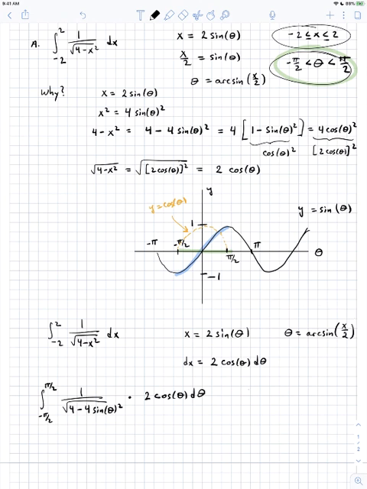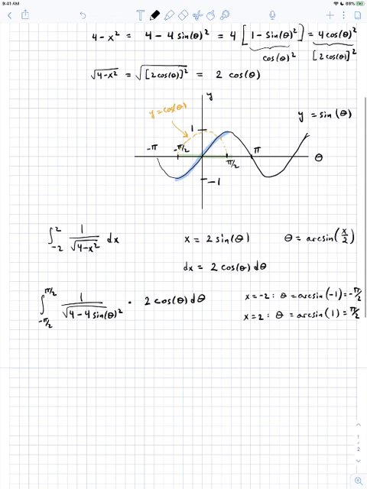So if you start at x equals negative 2, then theta is arcsine of negative 2 over 2, which is negative 1, and that's minus pi over 2. If x is equal to positive 2, then theta is equal to arcsine of positive 2 over 2, which is positive 1, and that's pi over 2. So that gives you your limits of integration. Since this is a definite integral, we've converted everything over to theta, so you never have to go back to the x's for this problem.